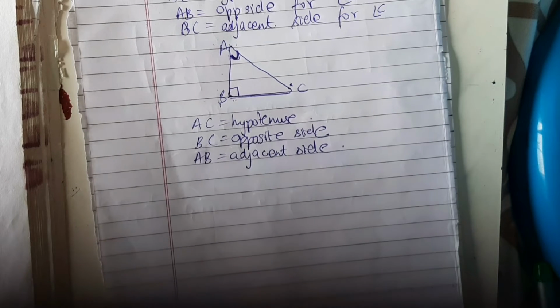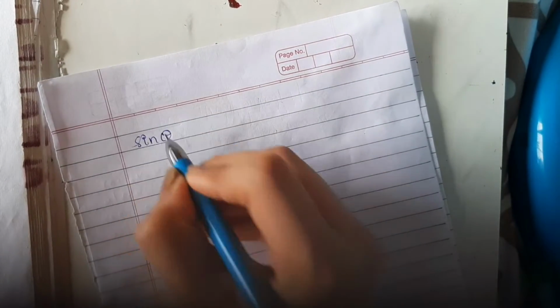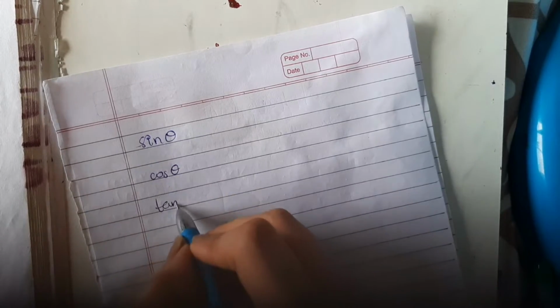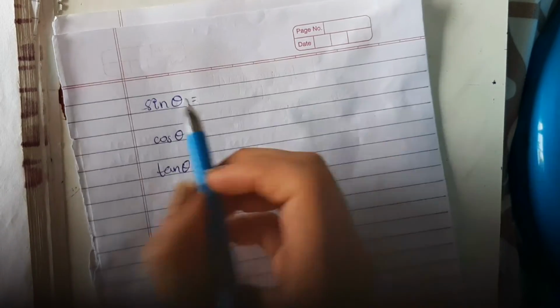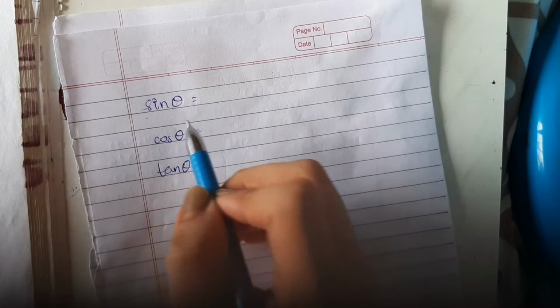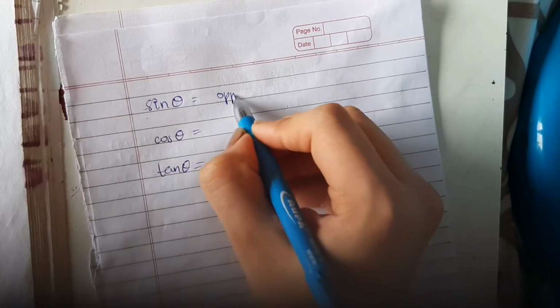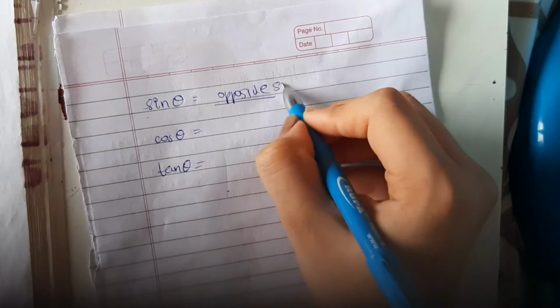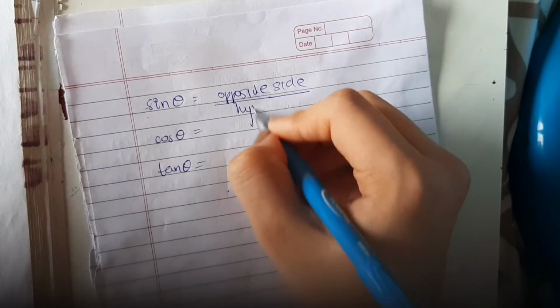Okay, now let's come to the trigonometric ratios. What are trigonometric ratios? The three basic trigonometric ratios are sine theta, cos theta, and tan theta. These are not all the trigonometric ratios, because we have three more, but those are based on these three only. Now the sine theta formula is opposite side upon hypotenuse.